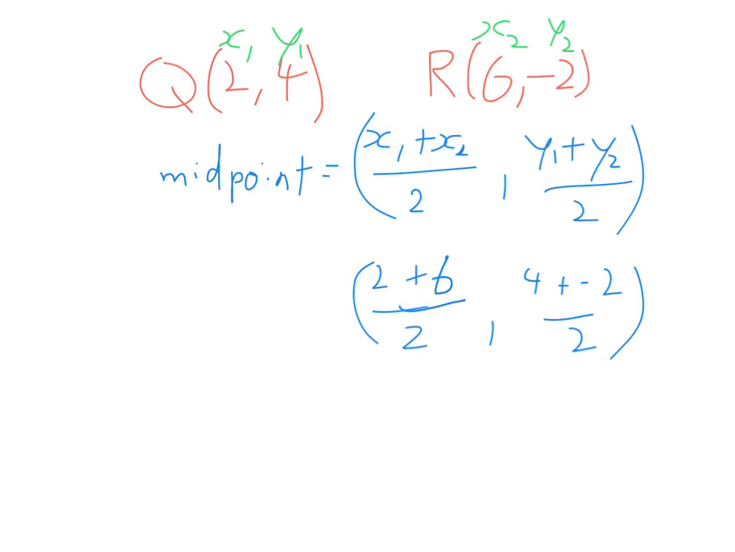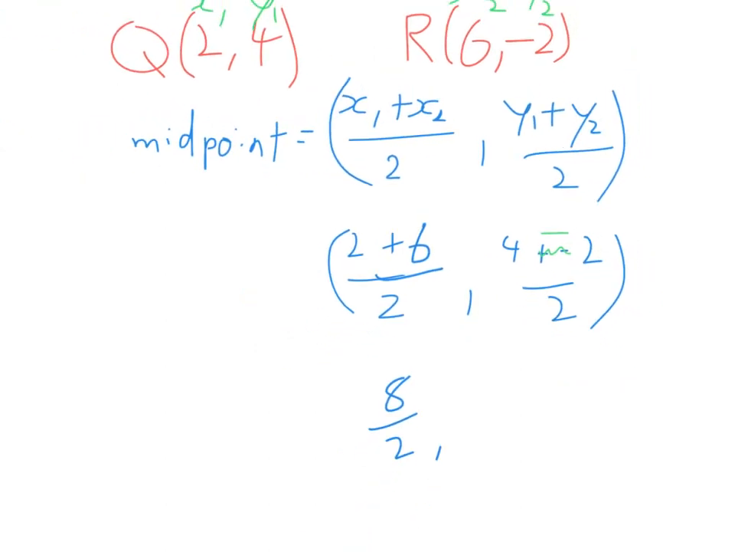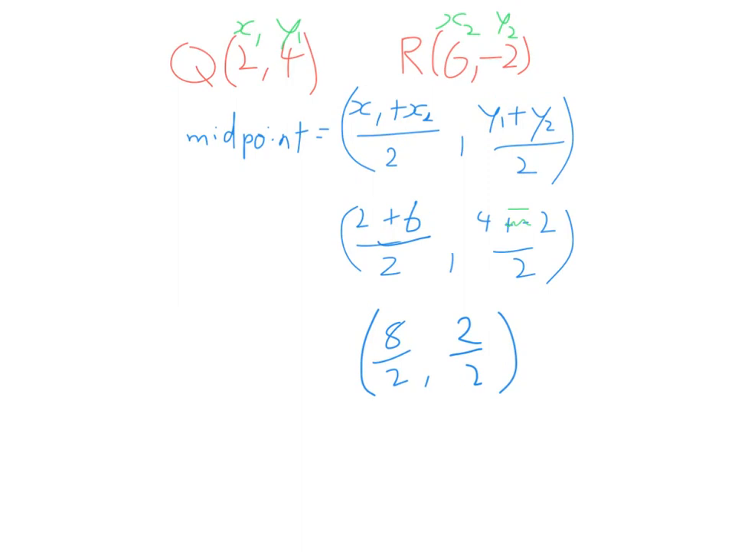Okay, so now we can start solving the next line down. 2 plus 6 is 8. 4 plus minus 2, we know plus minus is just a minus. So 4 minus 2, we'll say, is just positive 2 by itself. Now again, we have to make sure that we keep our comma and we keep our brackets the whole way down. So the last step now, 8 divided by 2 is 4, and 2 divided by 2 is 1. So the midpoint between the points Q and R would be 4, 1.